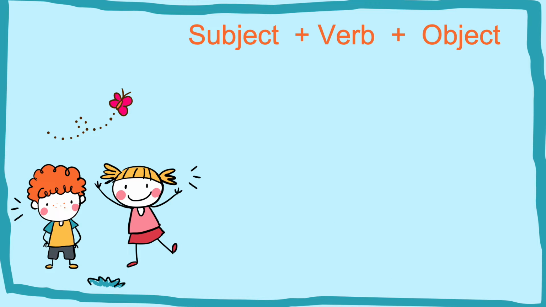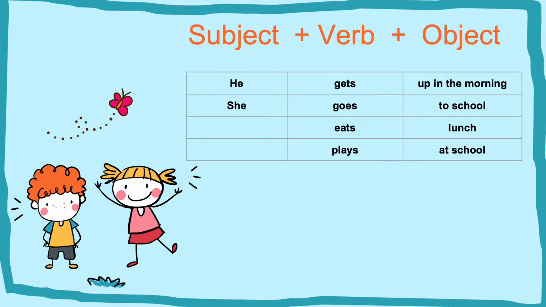Now, we will add the object: subject plus verb plus object. Here, he gets up in the morning. He is the subject, gets is the verb, up in the morning is the object. Another example, she goes to school. She is the subject, goes is the verb, to school is the object.